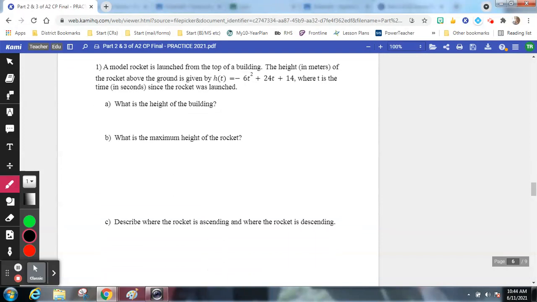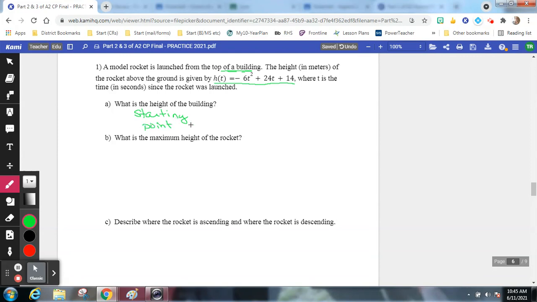Okay, so we have a model rocket launched from the top of a building. The height in meters is this formula, so that's going to be important for us to know, where t is the time since the rocket has launched. So part A says, what is the height of the building? Height of the building is your starting. It says it's launched from the top of the building. So this is the starting point we're looking for.